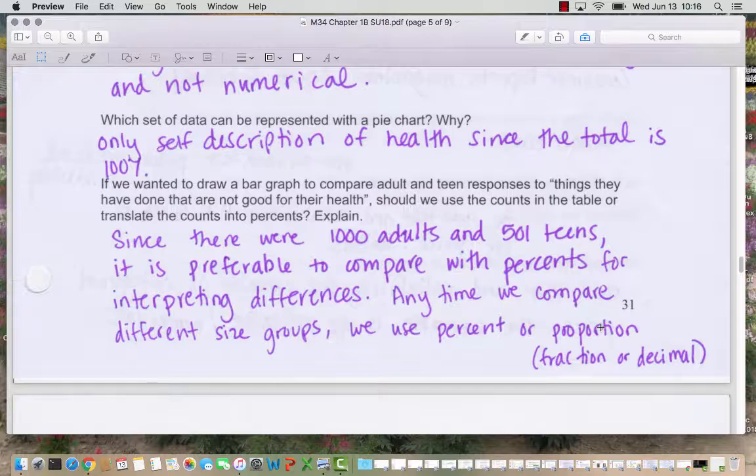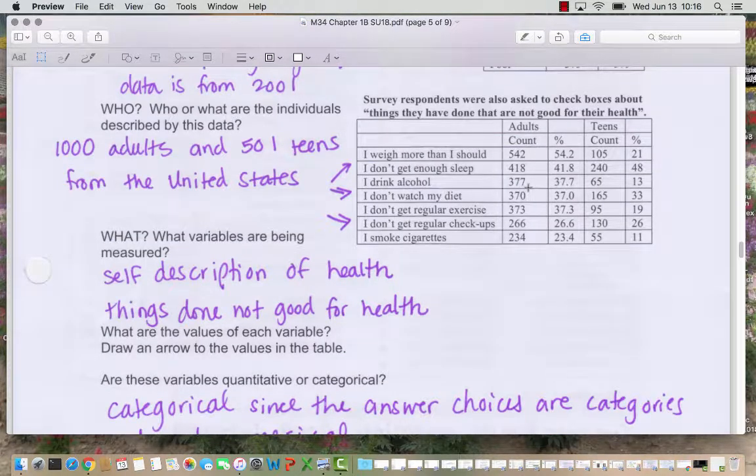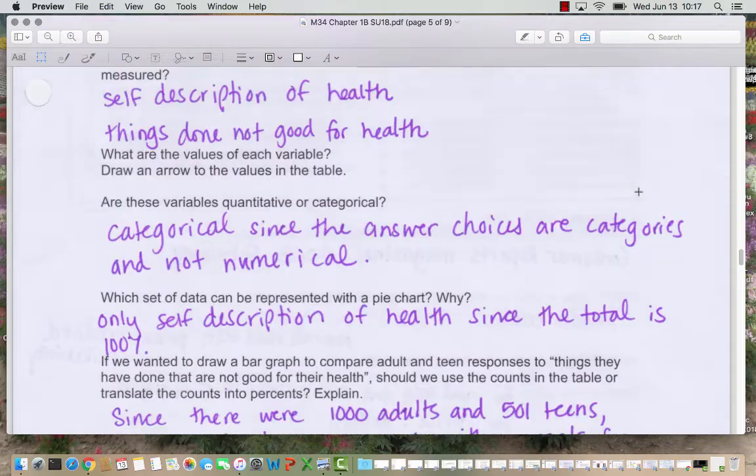You can think about a proportion as the fraction or the decimal. So we don't want to compare the count because, of course, 370 adults who don't watch their diet is more than 165 teens who don't watch their diet. But if we compare 165 out of 501, that's 33%. And 370 out of 1,000 is 37%. So when we look at the comparison, these values are closer as percents than we would think if we just looked at the numbers, because we've got different denominators here. The denominators for the teens are 501 teens surveyed. The denominators for the adults are 1,000.